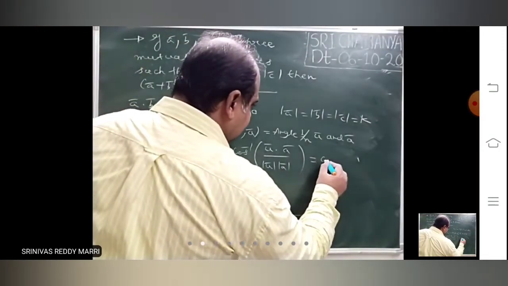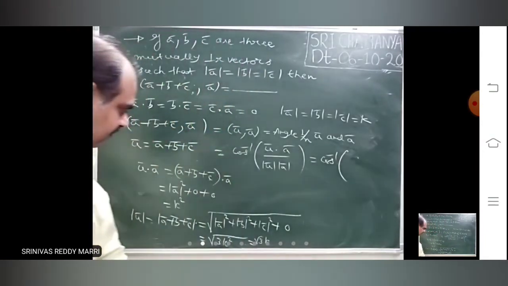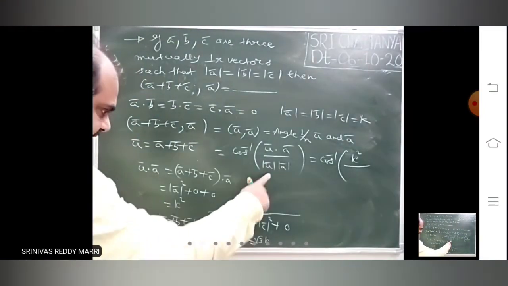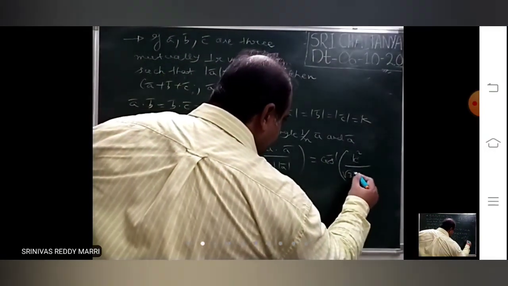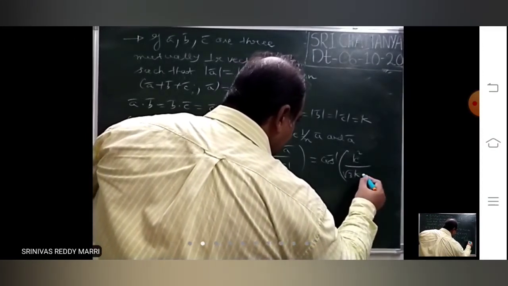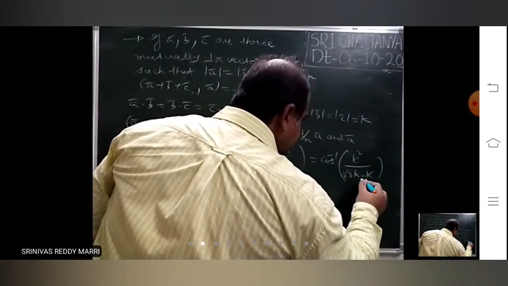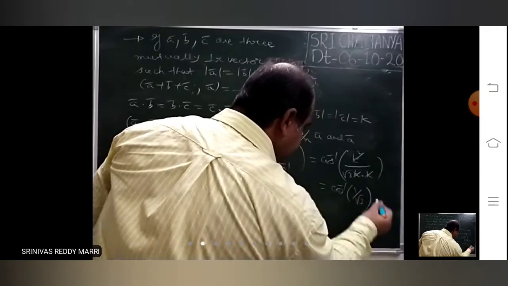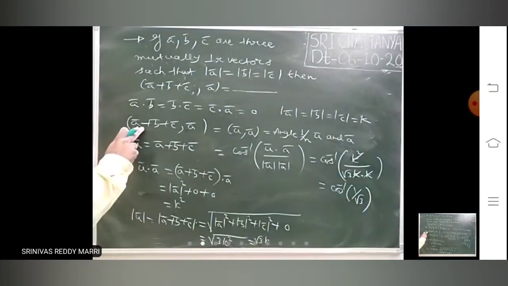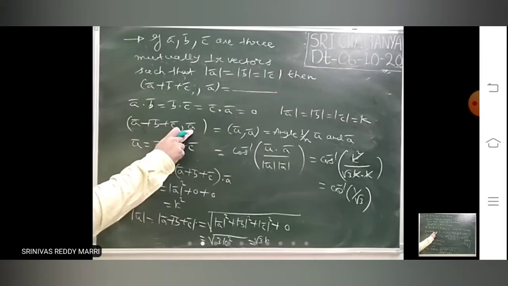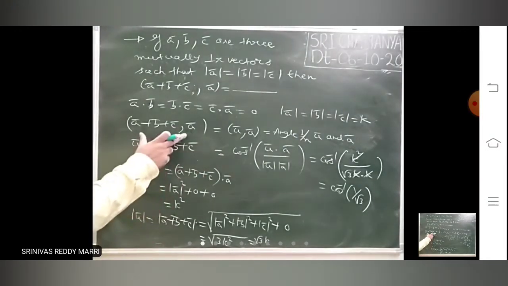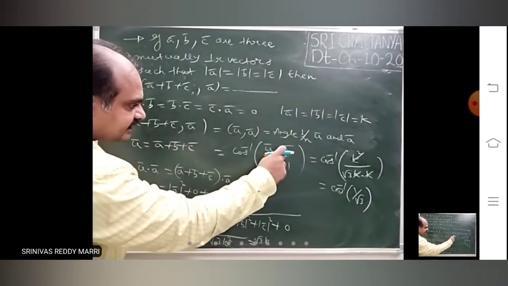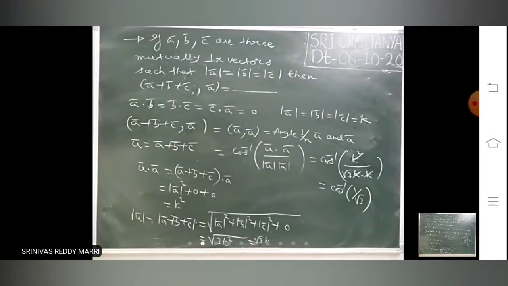Now here I am substituting. Cos inverse. What is u dot a? k square, divided by modulus u bar, which is root 3 k. What is modulus a bar? k. So k square will get cancelled. Cos inverse 1 by root 3. That is the angle between a bar plus b bar plus c bar comma a bar. Whenever the angle is asked, it is cos inverse of the dot product of two vectors divided by the product of the moduli of the two vectors.